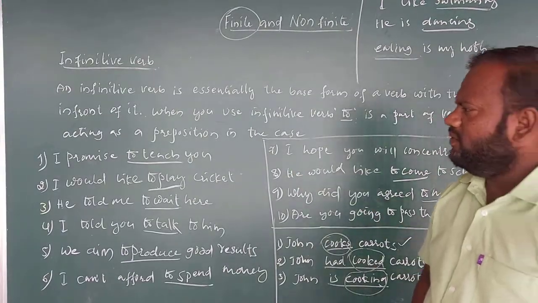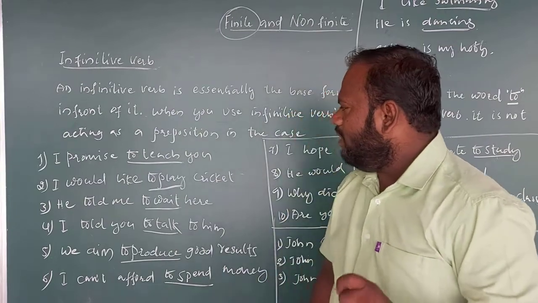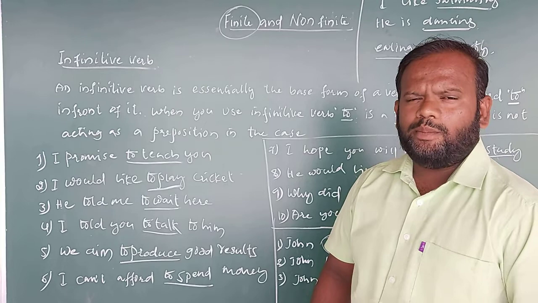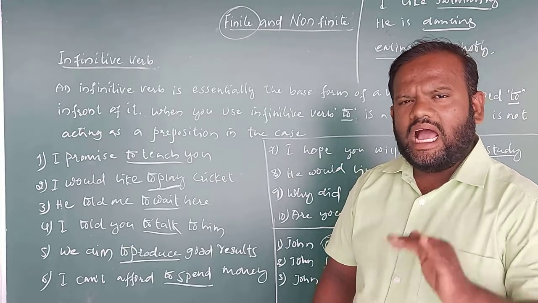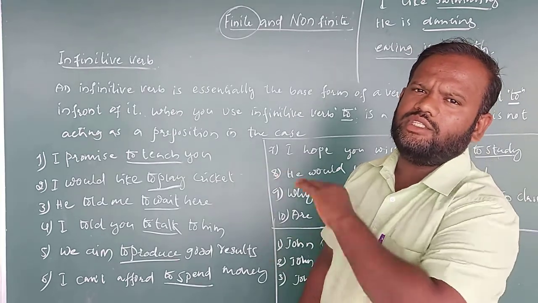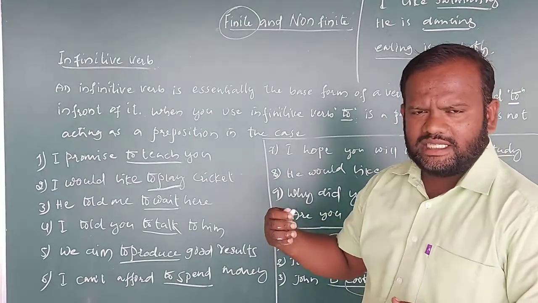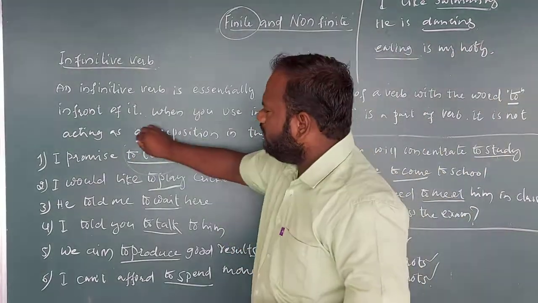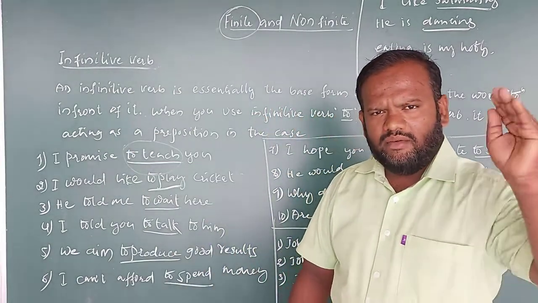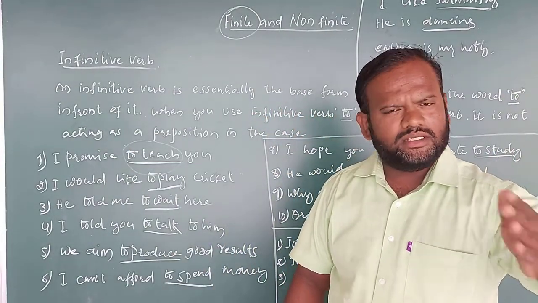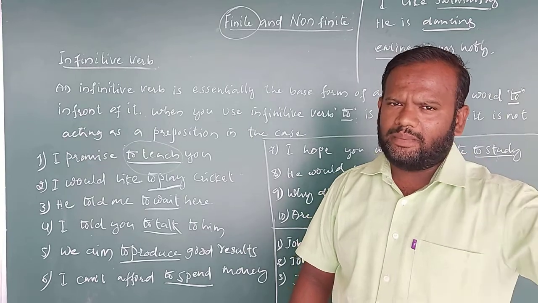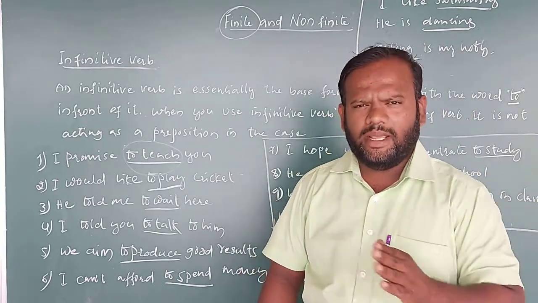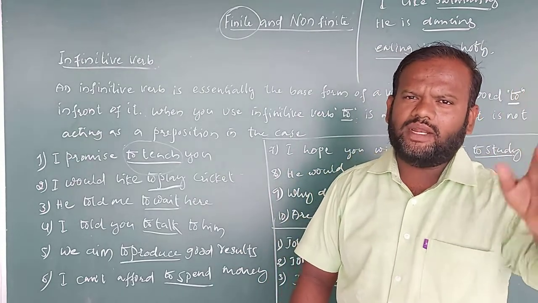Here is one example. I promised to teach you. We promised to teach you. We had promised to teach you. It will remain as it is, no changes at all. So to teach remains as it is, whether it is first person, second person, third person, or present tense, past tense, or future tense. It is all immaterial for the non-finite verbs.